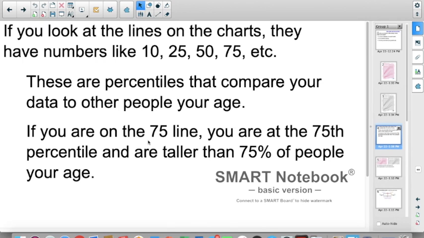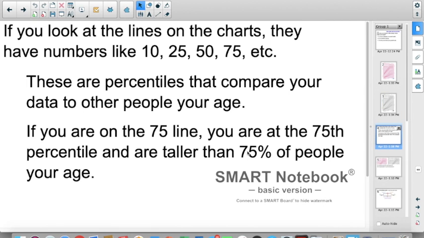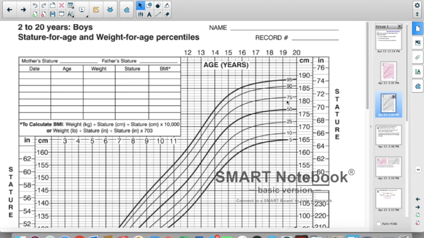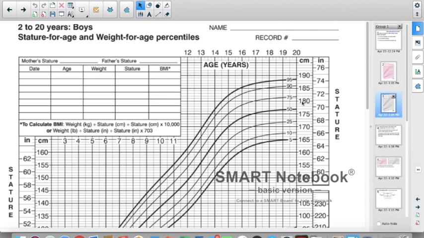What is a percentile? This sentence here hopefully will help us explain it. It says if you are on the 75 line, so if we go back up to this graph and take a look at height, these lines are height. If I am on this 75 line, that means you are at the 75th percentile, which means you are taller than 75% of the people your age. Notice how all these lines are below it. That means you are taller than 75% of the other people at your age.